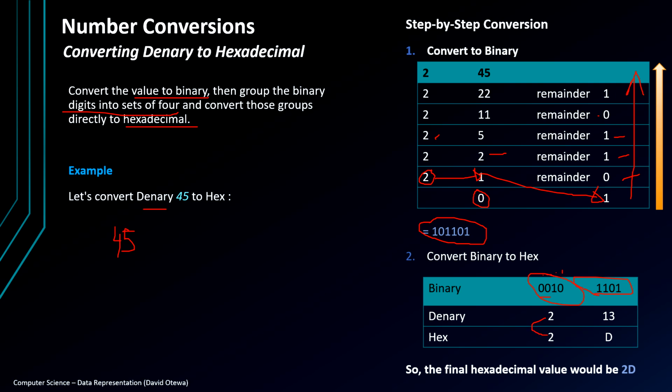Then 1101. This is 1, 2, 4, 8. We do this, we get 13. And 13 in hexa is D. Okay? Yes. I think with that, we've already covered the number system and the number conversions, all of them.